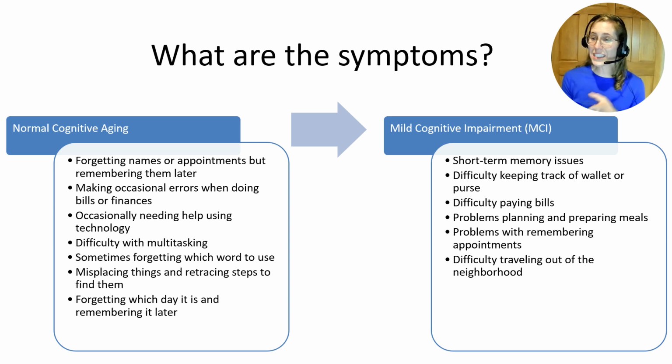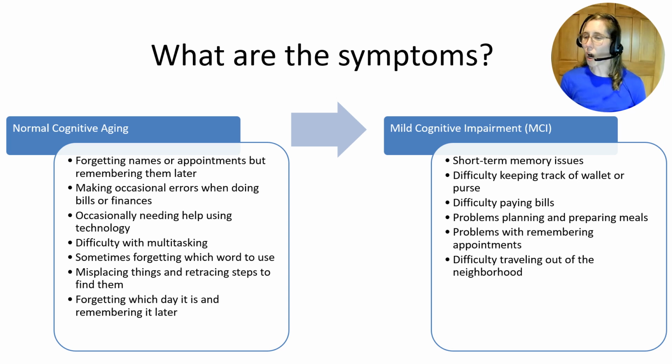Now, when we move into atypical cognitive impairment, with the first stage being mild cognitive impairment, some of the first things that we start to see decline include short-term memory issues. You can see difficulty keeping track of your wallet or purse and really consistently not being able to find where you put it. Maybe difficulty paying bills, problems with planning and preparing meals, problems with remembering appointments, or maybe difficulty traveling out of the neighborhood.